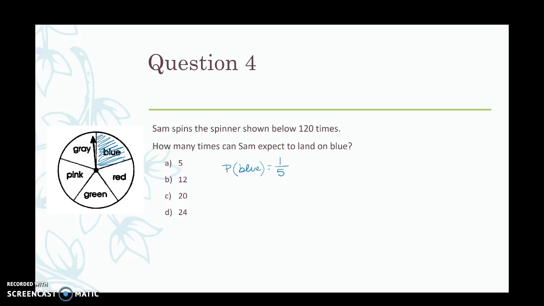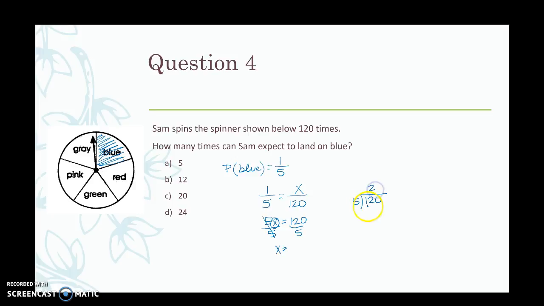Now, if they spin it 120 times, what do you guys think we need to use to find this? This kind of sounds like a part over whole type situation, right? So that means we need to use a proportion. 1 out of 5 equals how many out of 120? We're going to do our cross product. So 5x equals 120. I need to isolate x, so I divide by 5. Divide by 5, this cancels out, so I have x over here.